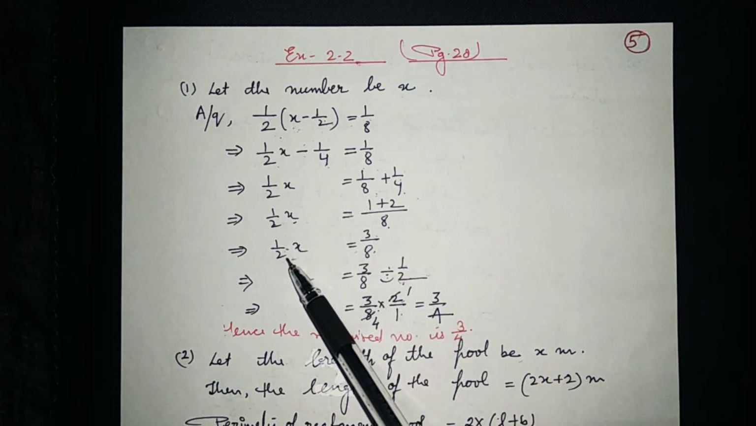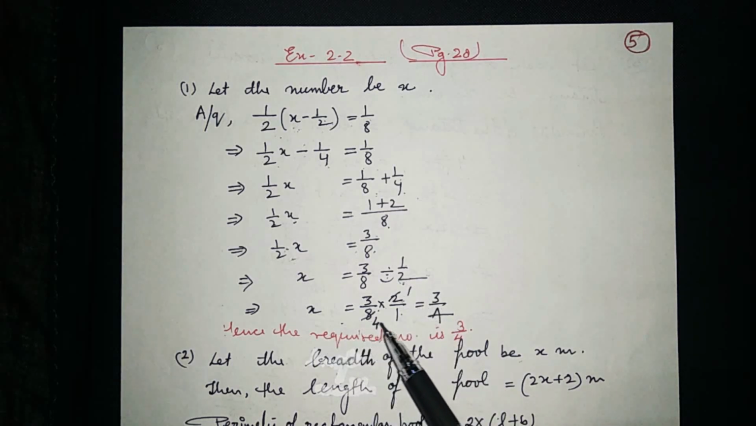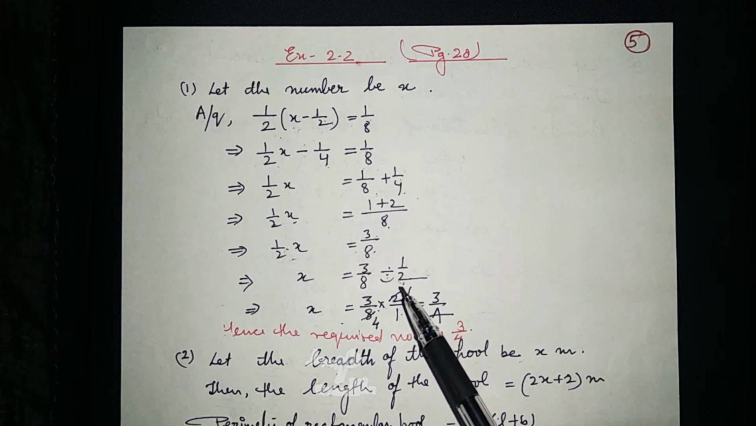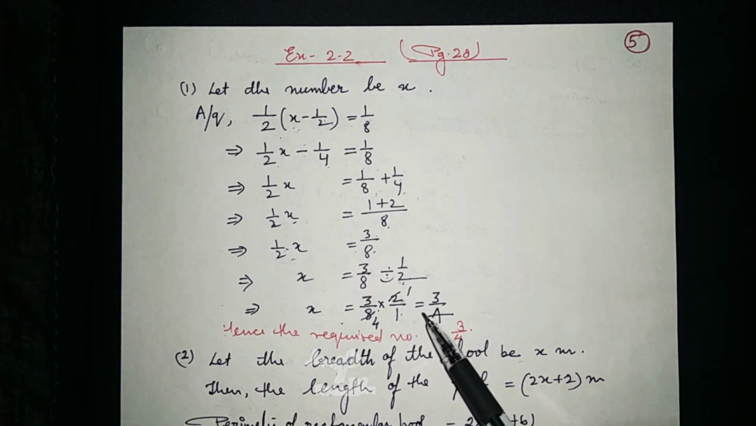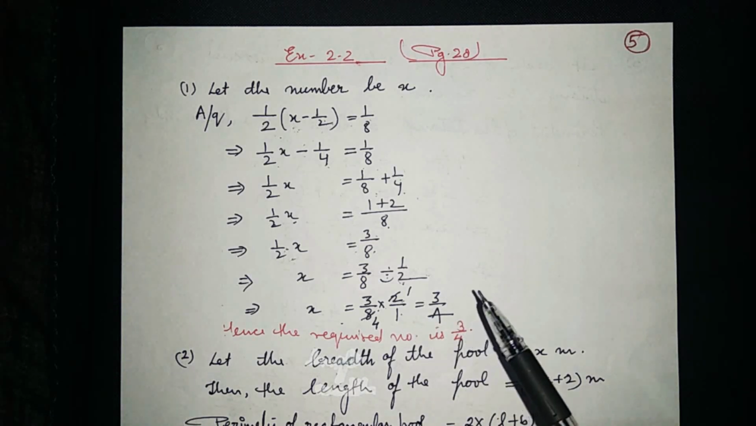As it is in multiplication on the left hand side, when we transpose it towards the right hand side, it will come in division. Divided by 1 by 2. Now x is equal to 3 by 8. Here in place of the division sign, we will put the sign of multiplication and then write the reciprocal of 1 upon 2. The reciprocal of 1 by 2 is 2 upon 1. And when we reduce it, what do we get? We get 3 upon 4. Hence the required number is 3 upon 4.